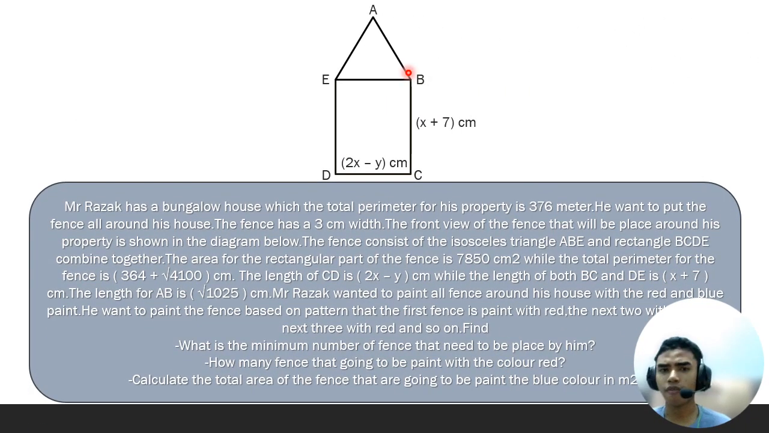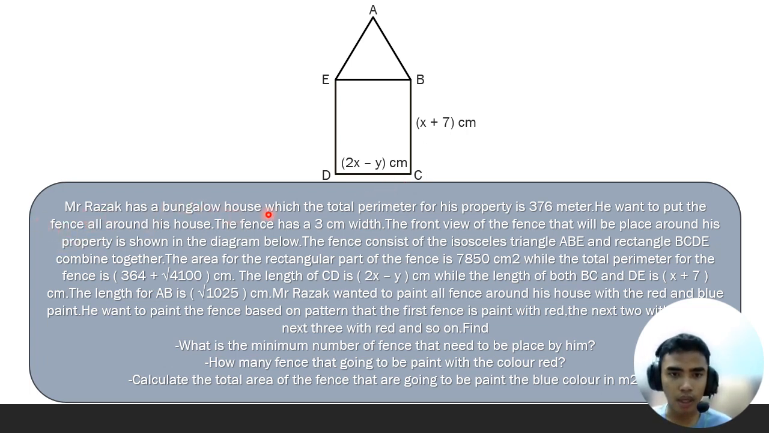So here we have a fence. I'm sorry that I didn't put the name fence. This is a fence that consists of a triangle and a rectangle. We have the triangle AEB, and the rectangle consists of D, E, B, and C. On the side BC, we have a length of 7 plus x plus 7 centimeters, and at the bottom we have 2x minus 1 centimeters. So let's read the question.